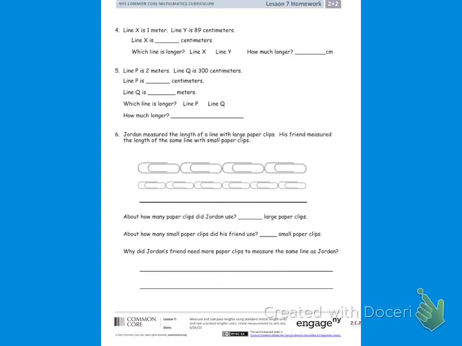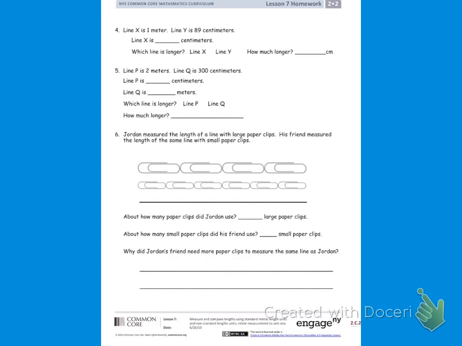Module 2, Lesson 7's objective will continue on this page. Measure and compare lengths using standard metric length units and non-standard length units. Then relate the measurement to unit size. Problem 4 says, line X is 1 meter. Line Y is 89 centimeters. Line X is blank centimeters.